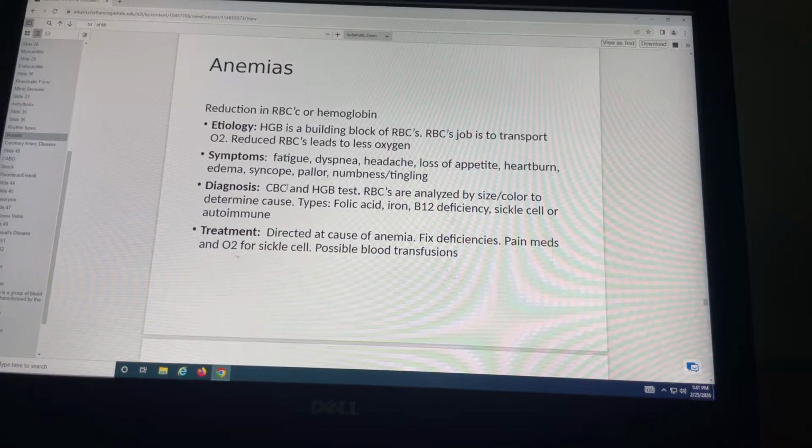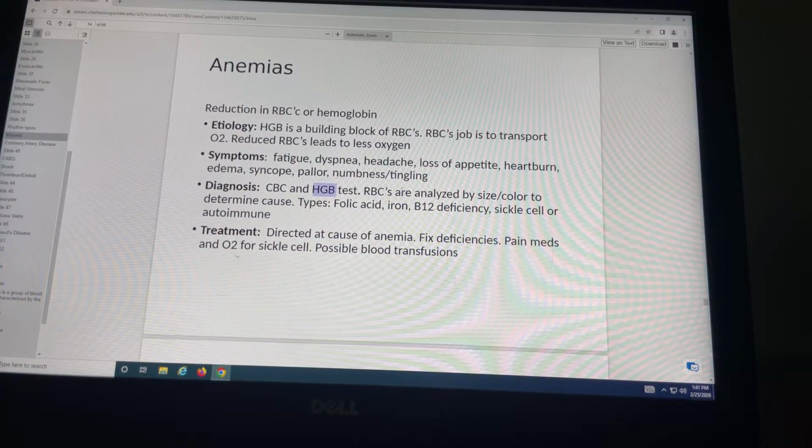How they diagnose this is they're going to do just some blood tests, right? Obviously, they're going to look at your blood and see what's going on. So CBC is the complete blood count. They're just going to see how many red blood cells you have, because there's a range of normal. People with anemia have a lower than normal amount of red blood cells. They can also test your hemoglobin. That can be low as well.